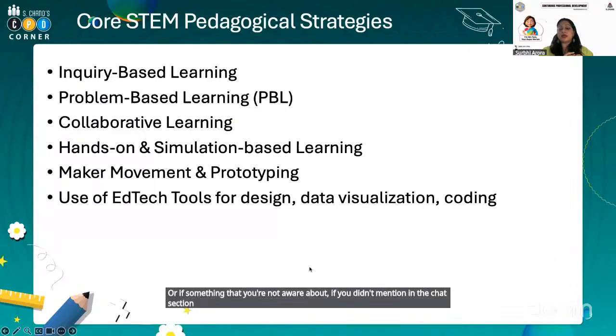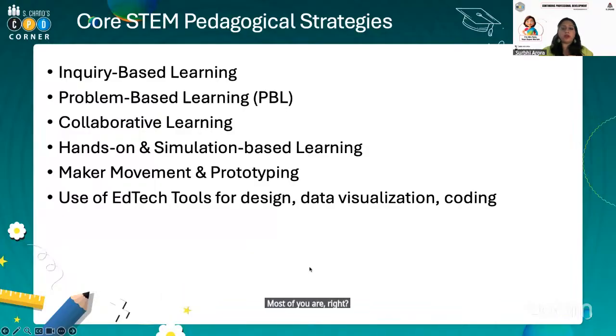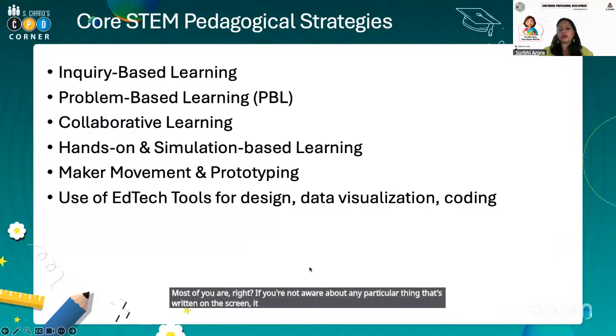STEM picks up on certain pedagogical strategies that are applied in the classroom. Most of you are aware. Great. If you're not aware of any particular thing that's written on the screen, give me a moment to explain it.